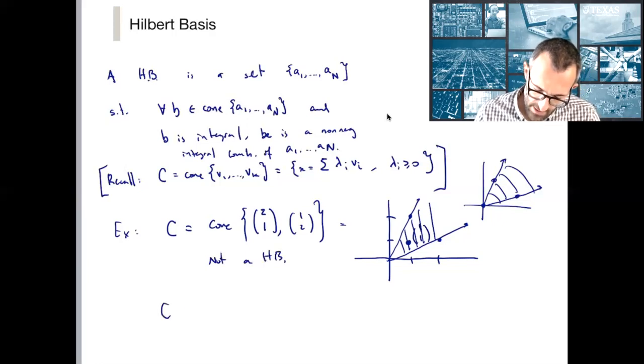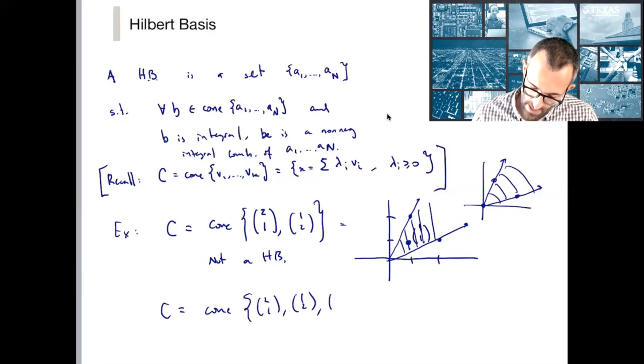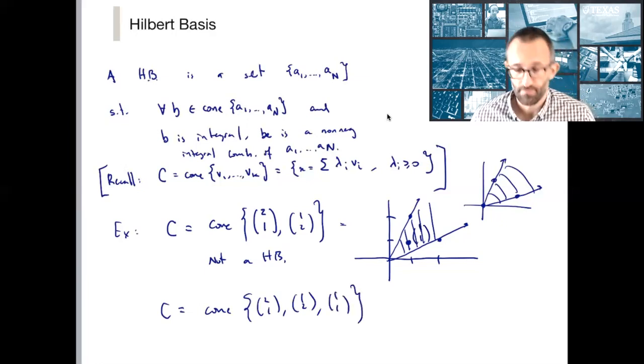However, C is also equal to the cone of the vectors 2, 1, 1, 2, and 1, 1. And you can see that in this case, it'll take some checking, but this is a Hilbert basis.